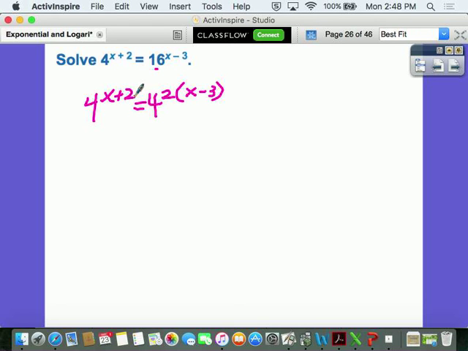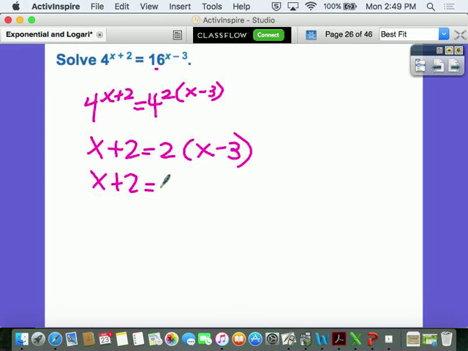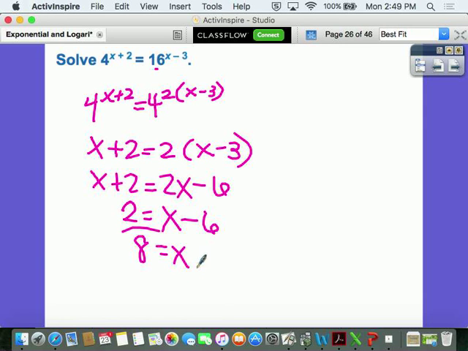When you have the same bases on opposite sides of the equal sign, they cancel, so you're just left with the exponents to solve for. And since we're looking for x, this is nothing but a linear equation that you solve. What do you do to that 2? Distribute. So you get 2x minus 6. Get your numbers to one side, variables to the other. So that'll be a 2 equals x minus 6, and then x equals 8.